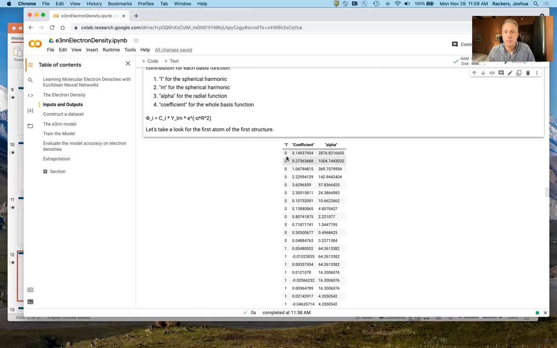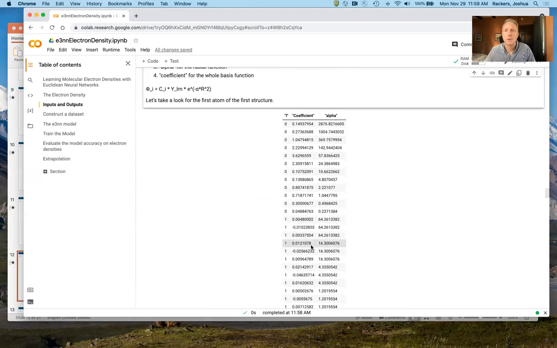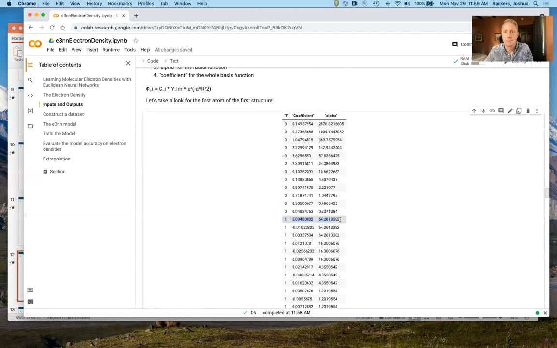Like I just said before, these L's and these alphas are all prescribed by the basis set that we've picked to represent the density. What's changing are the coefficients. So a change in density is represented by a change in coefficients. And again, each line is a different basis function. One thing you'll notice is that the M's are missing here, and that's just because the M's are implied.